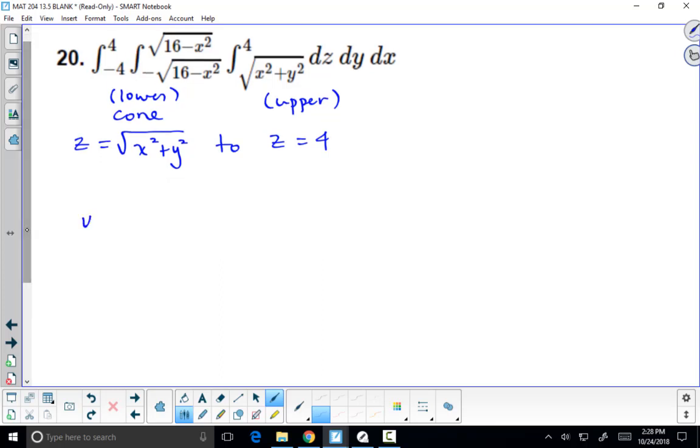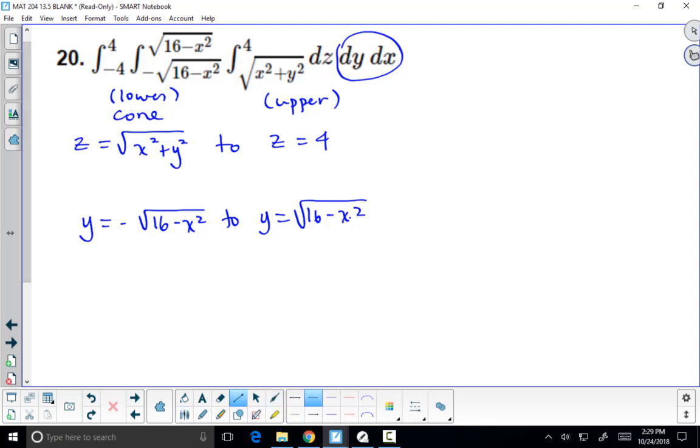So y is going from y equals negative square root to y equals the positive square root. Looks like that could be a radius. Yep. So this is definitely dealing, if we're in the xy plane, which is where the domain is, with a circle. What radius is this generating? Radius 4. So let's draw that picture.